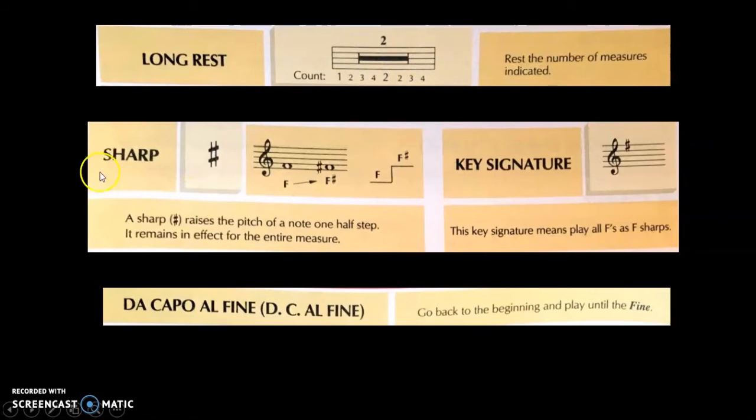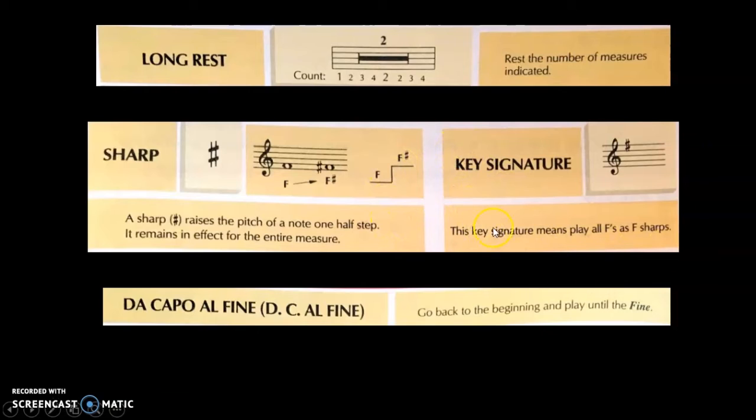Sharp. So we talked about flats. We talked about natural signs. Now the book shows us a sharp sign. And a sharp raises the pitch of one note by half a step. So in this example, we see F, and then we put a sharp in front of that F, and it becomes F sharp. So it's making it sound a little bit higher.